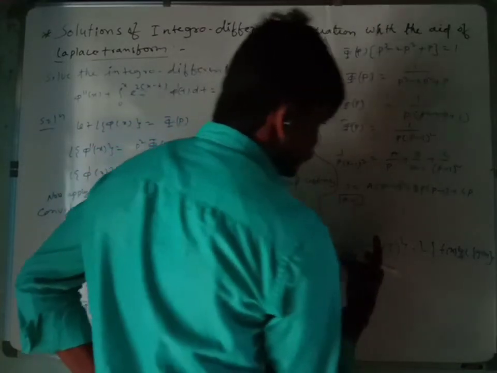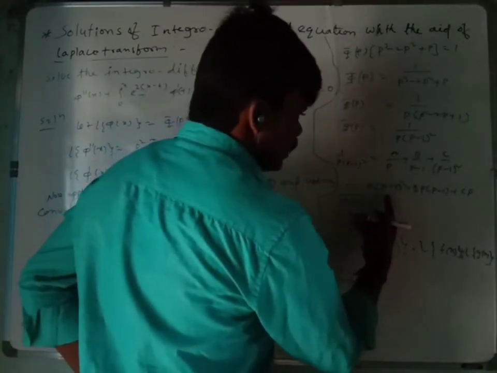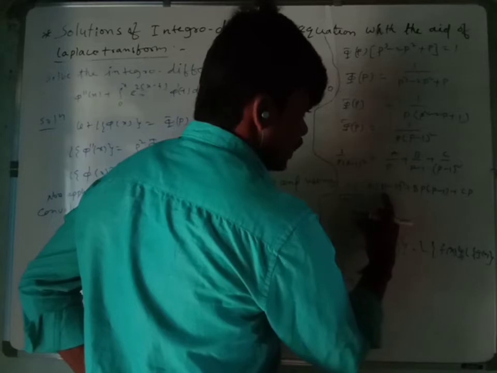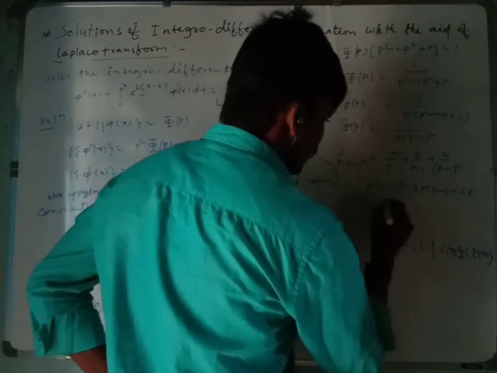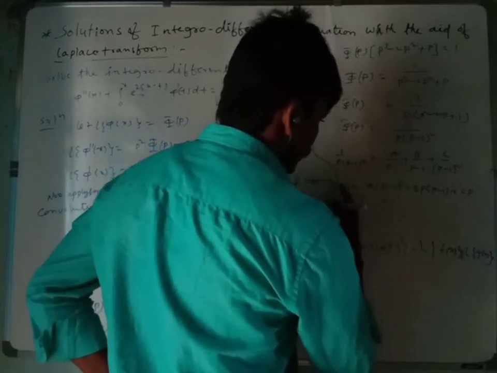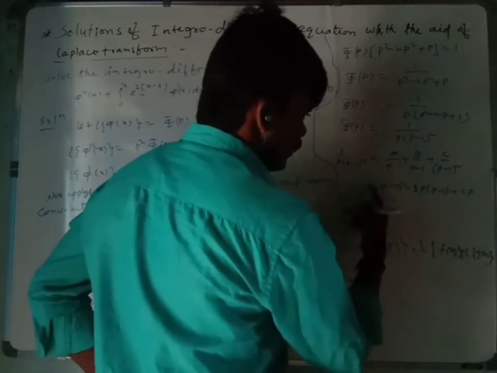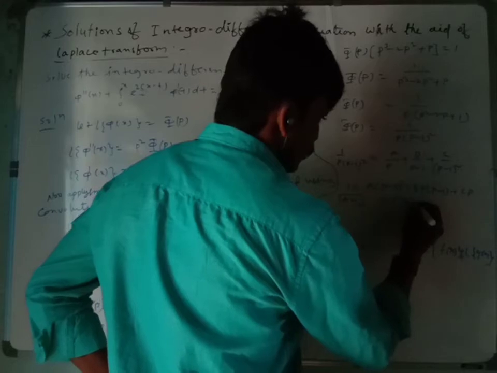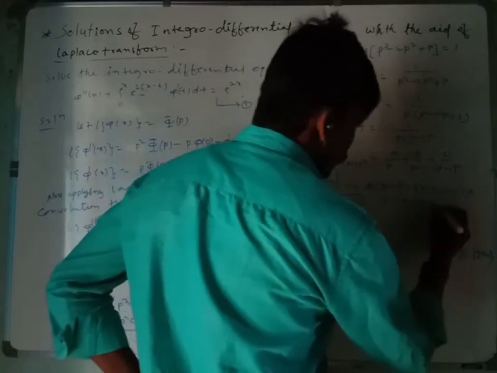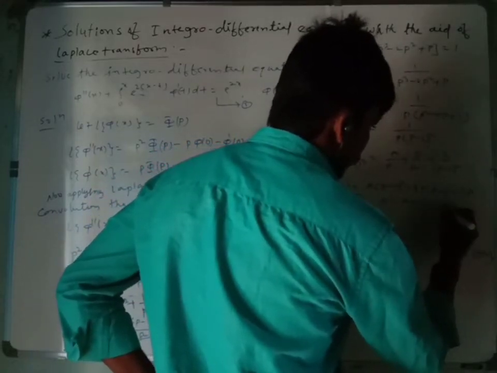Comparing p square terms, the p square coefficient on the left-hand side is 0. Here the p square coefficient is a plus b. Since a is 1, the b value is minus 1.